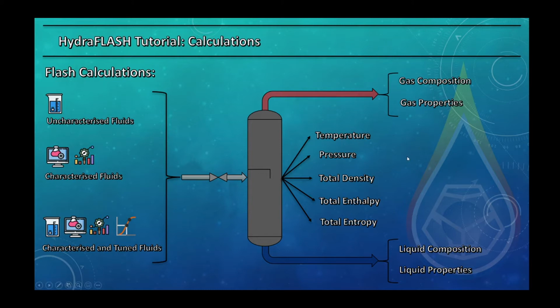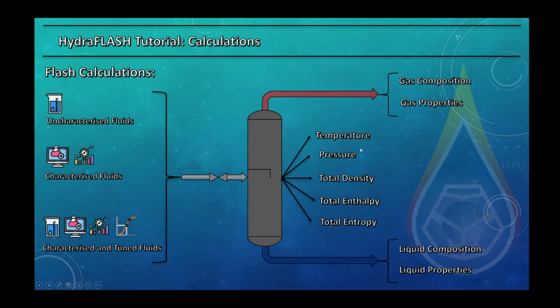So basically, in flash calculations, you are modeling the phase equilibria of a system by knowing the total composition of the system and the total parameters governing that system. It's either temperature, pressure, density, or enthalpy, whichever parameters are known. And then when 2 parameters are known, the other parameters can be predicted.